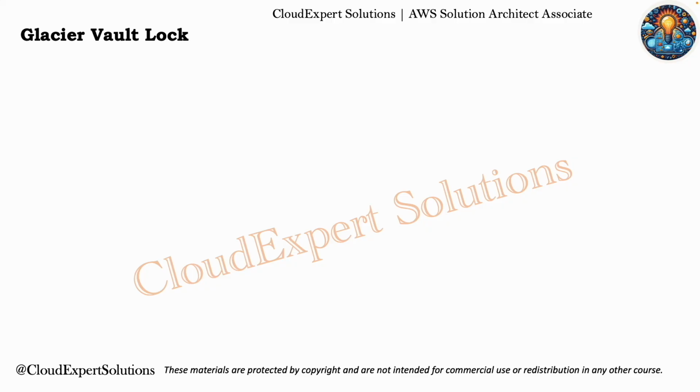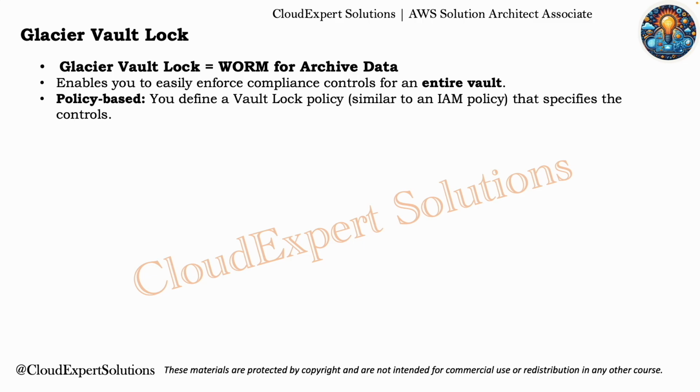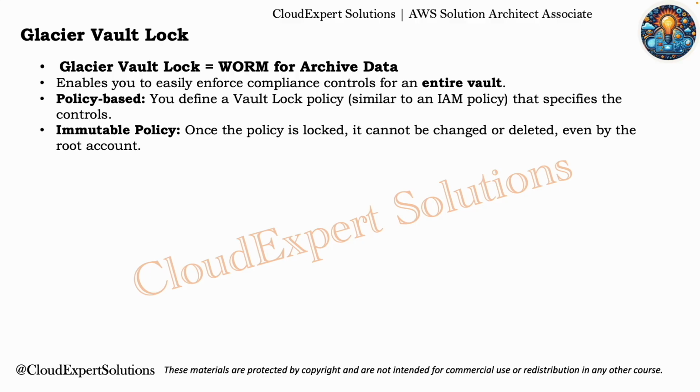Now, what about archive data in S3 Glacier? That is where Glacier Vault Lock comes in. While S3 Object Lock works at the object level in S3, Vault Lock works at the vault level in Glacier. You define a WORM policy for the entire vault, specifying rules like retention period. And please remember, once you lock the policy, it becomes immutable and cannot be changed or deleted. There is no going back.